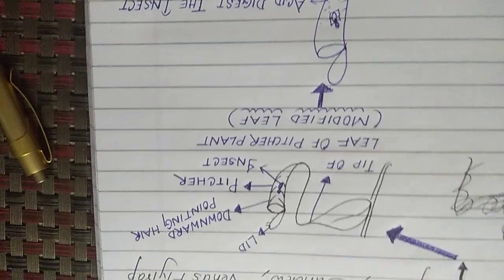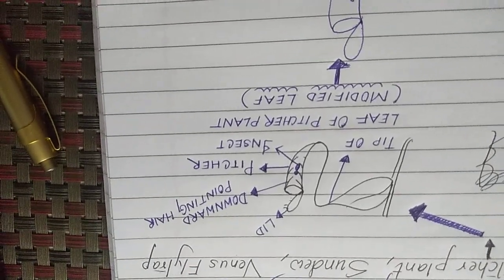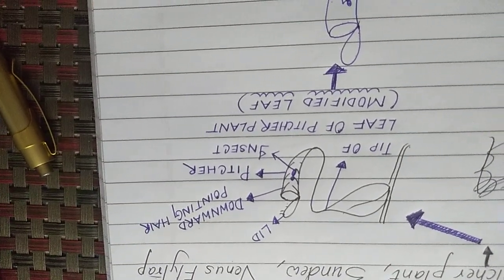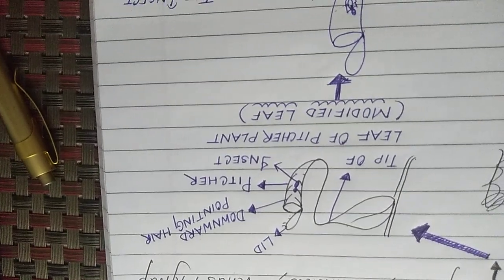I hope you have understood all the 4 topics from chapter 1, which is the heterotrophic nutrition in plants. All the best.